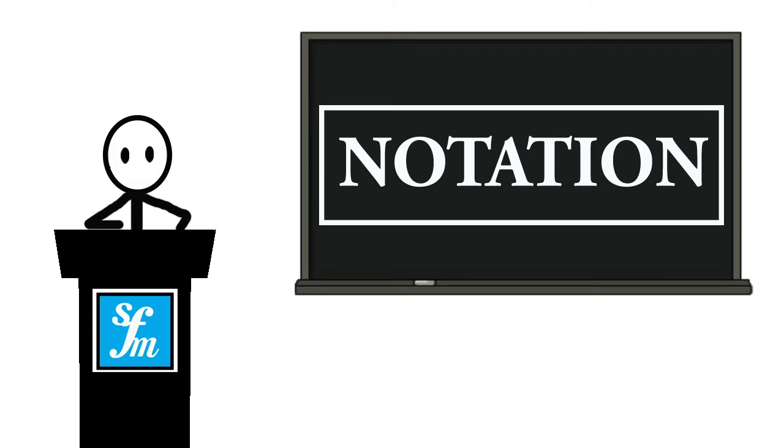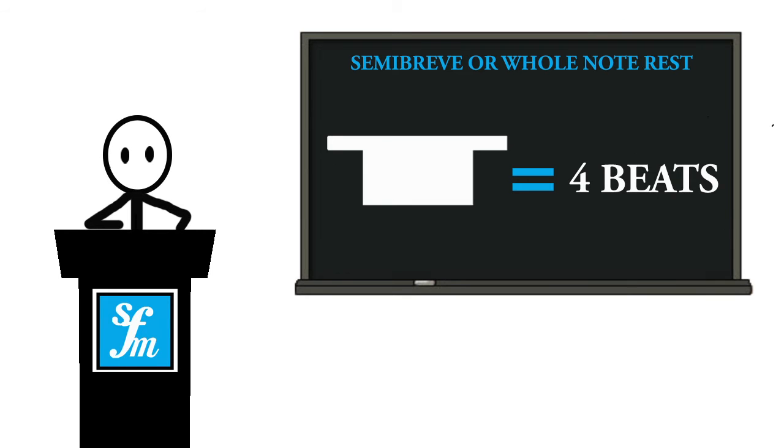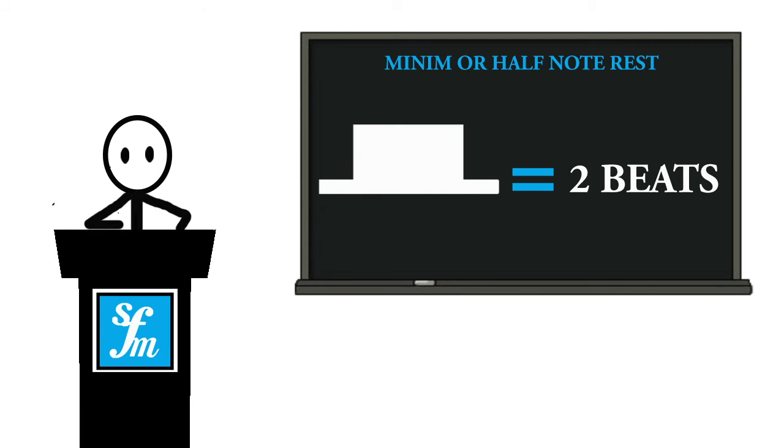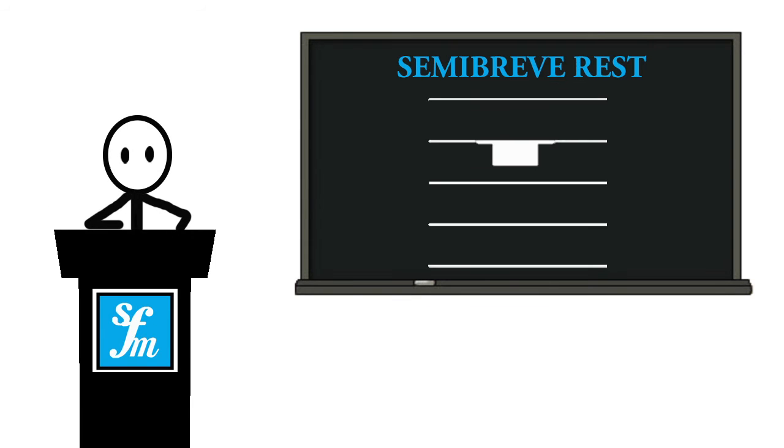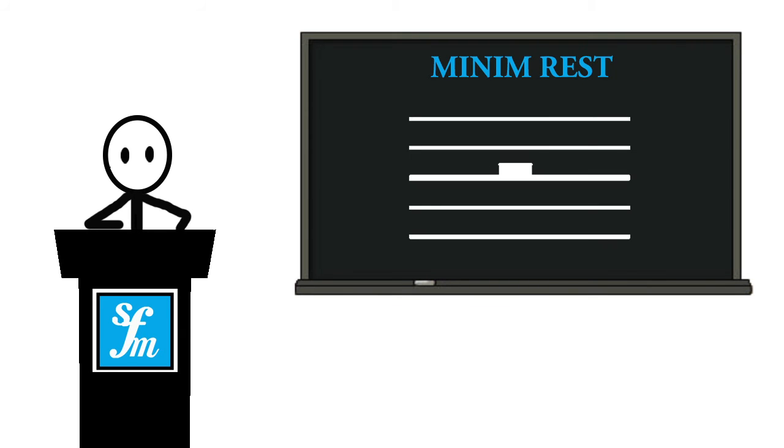Minims and semibreves also have corresponding rests. When I was a music student, I remember constantly getting these two mixed up. A semibreve or whole note rest looks like this. That's 4 beats. A minim or half note rest looks like this. That's 2 beats. A semibreve rest hangs down from the 4th line. A minim goes up from the 3rd.